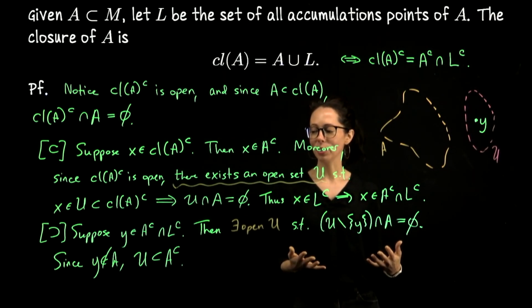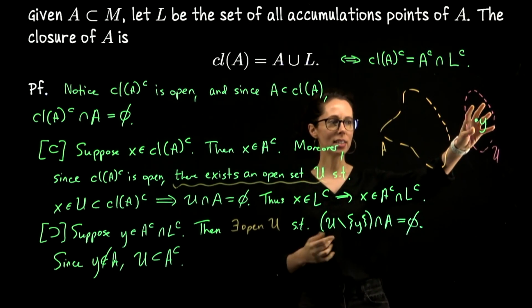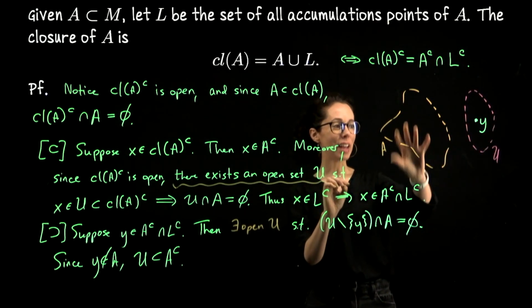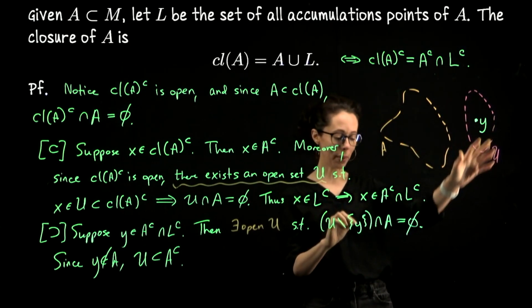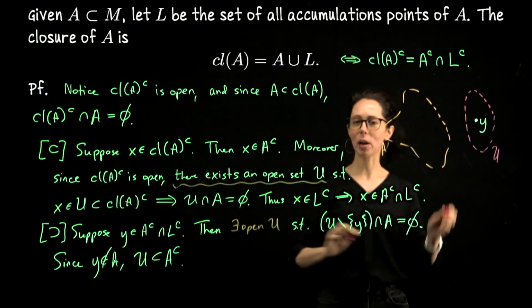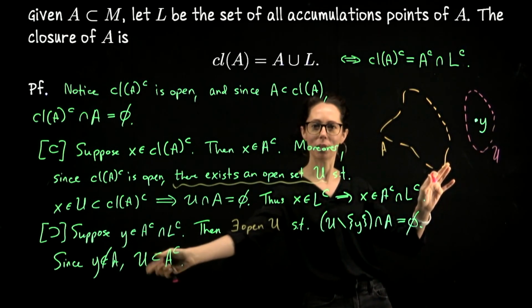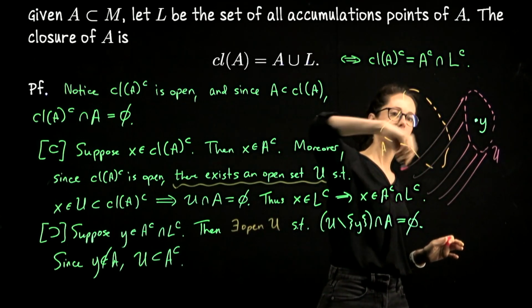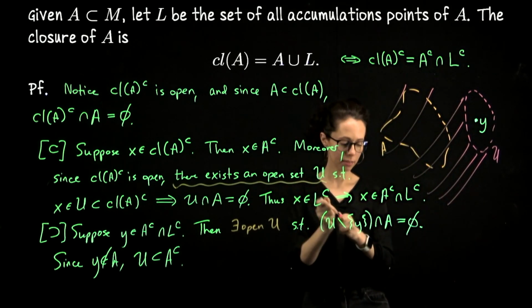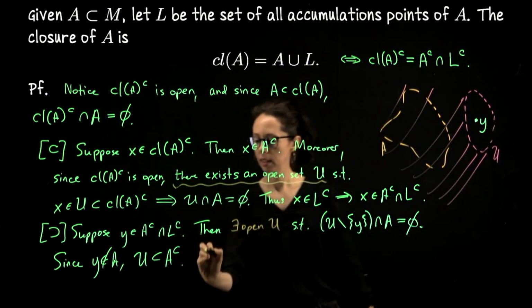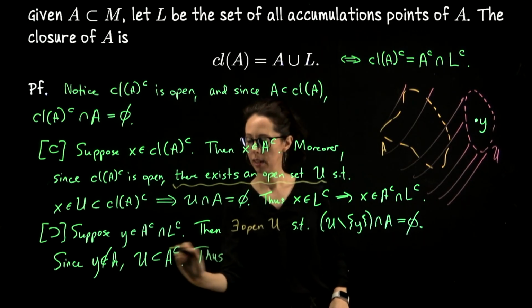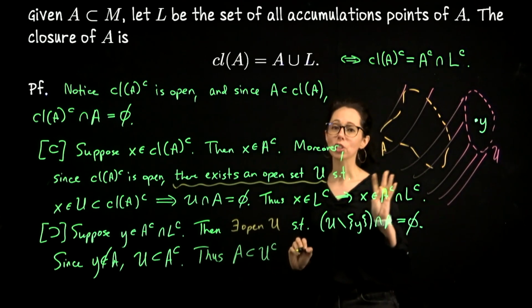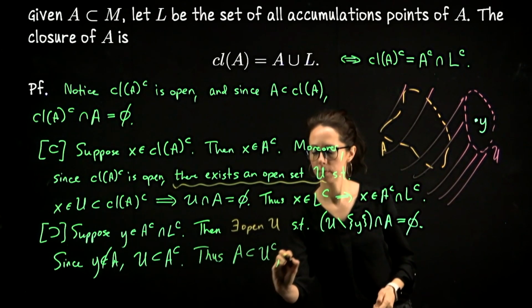Now I want to point out that if U is contained in A complement, so out here, that means that A is contained in U complement. So that should be pretty clear from the picture, but I wanted to draw that before writing it down because I'm basically going to reverse the roles of the sets here. So if I take U complement, that's where A lives. Thus, A is contained in U complement, which is closed because U is open.